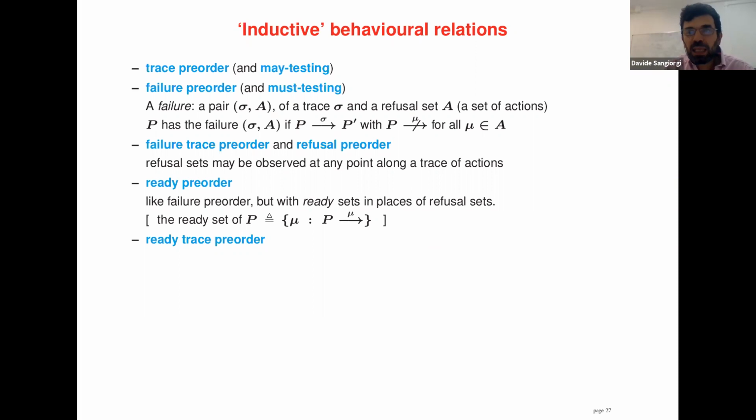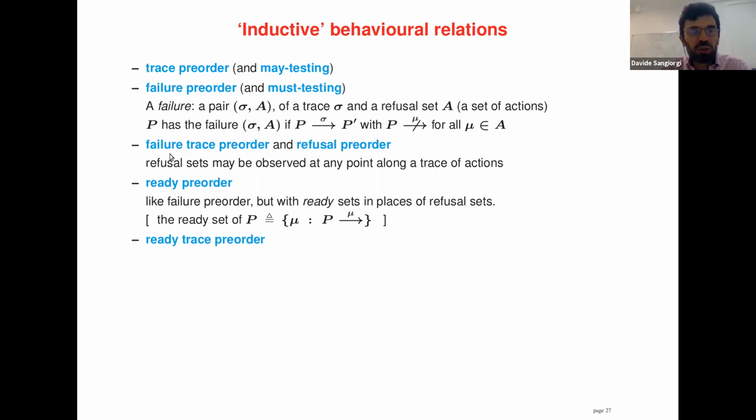Now the literature of concurrency theory has many preorders and equivalences that overcome these problems. And typically these relations are inductive in the sense that they are based on observables that are inductively defined: traces, as I said before, or an enriched form of traces. The trace preorder, of course. The failure preorder, which is the predominant behavioral relation used in the CSP community, where you observe traces followed by a refusal set, that is a set of actions that the process is unable to perform.